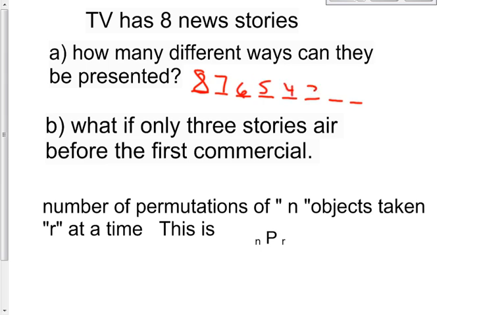So when you are ordering the stories that you're going to talk about on the news, this is a factorial, which would then just be written as 8 factorial, which you can then punch in your calculator and find out what your answer will be. So try that real quick. 8 factorial.